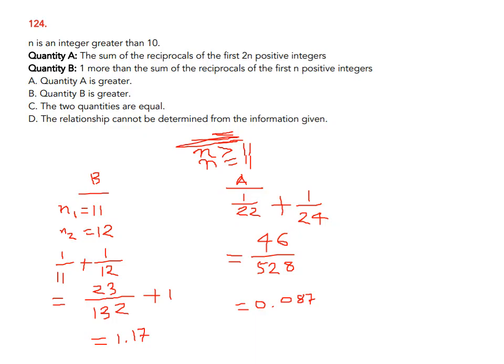Now in case of A, we need to take the first 20 positive integers. So n1 is 11 and n2 is 12 multiplied by 2. So 1 by 22 plus 1 by 24. Just by seeing the reciprocals, we can see that quantity B is greater in this case.